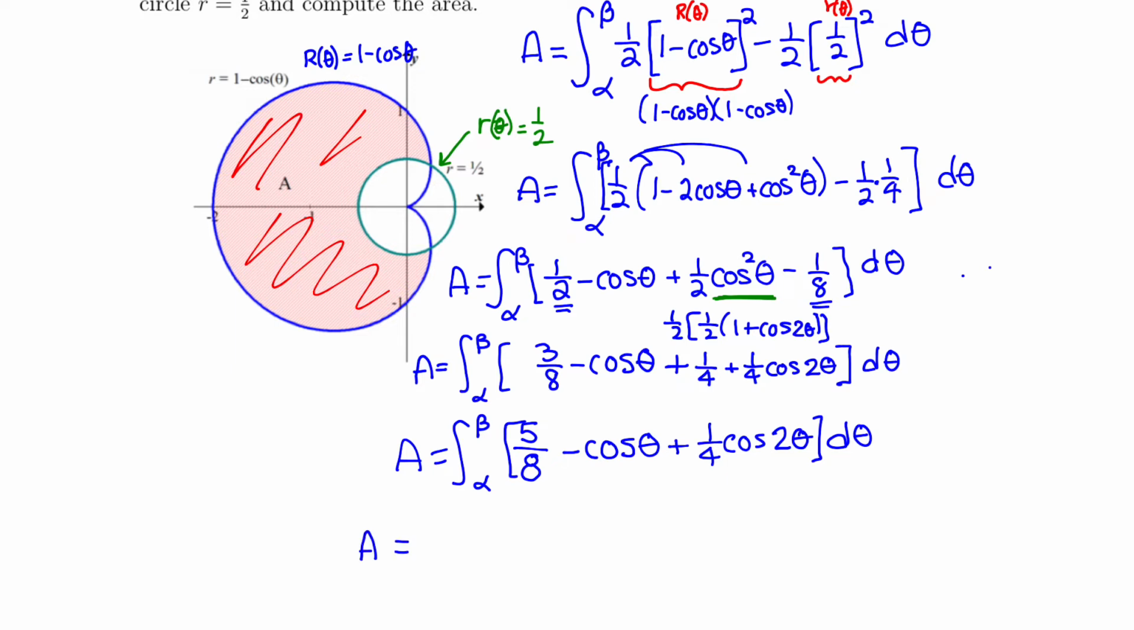So when you took this integral, you got 5/8 theta minus sine theta plus 1/8 sine 2 theta from alpha to beta. Is that true? Did everybody get what I got? 5/8 theta minus sine theta plus 1/8 sine 2 theta. Did I mess up anywhere, Andy?